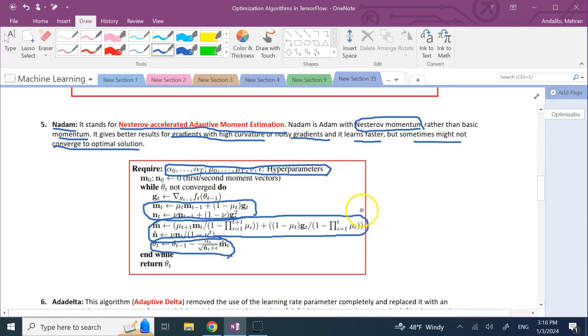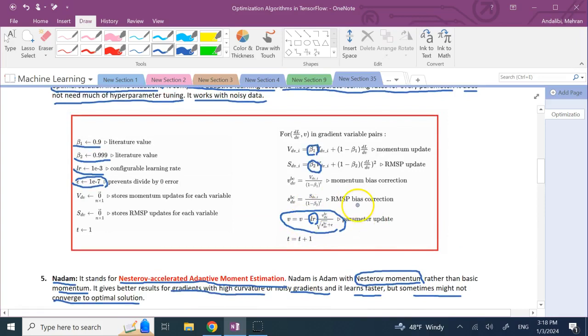The only step that is really different is probably this M hat, where you adjust for bias, compared to here, basically. So one of them is just like this, the other one is not like that one.